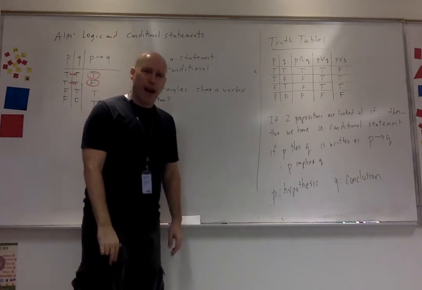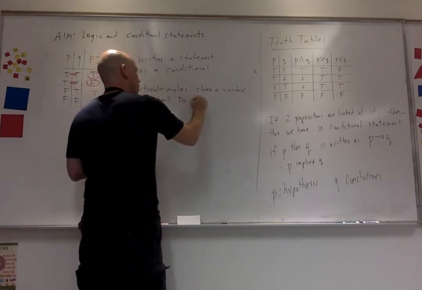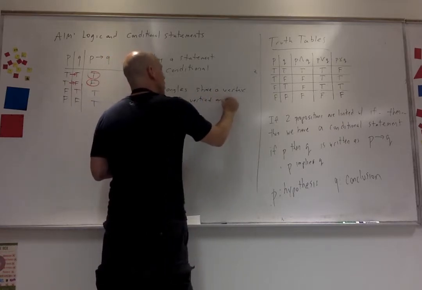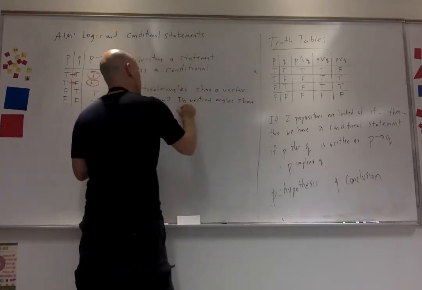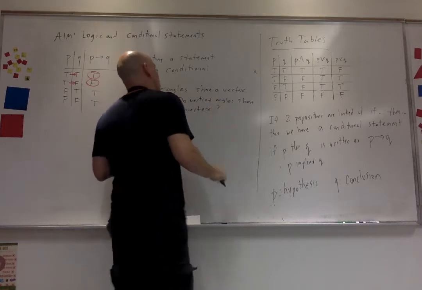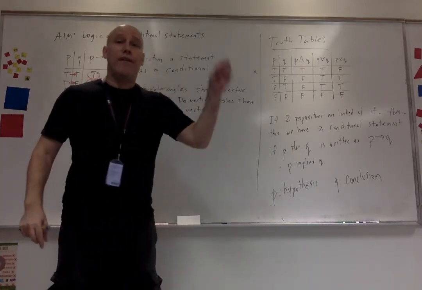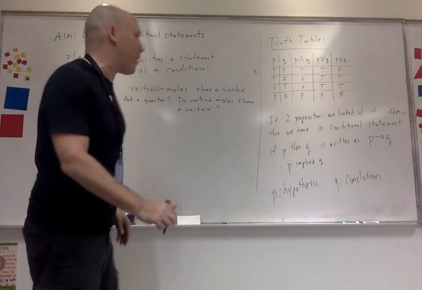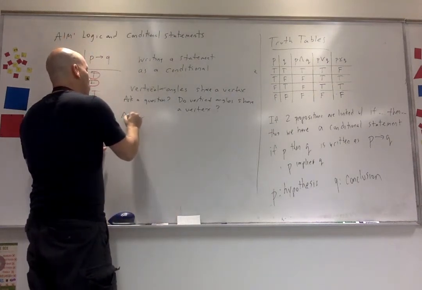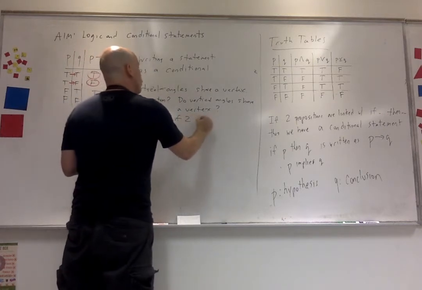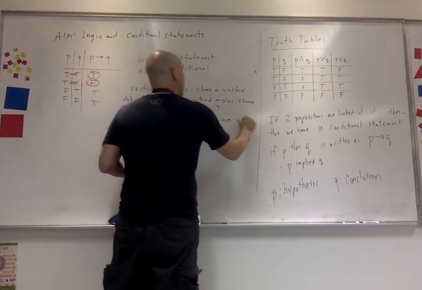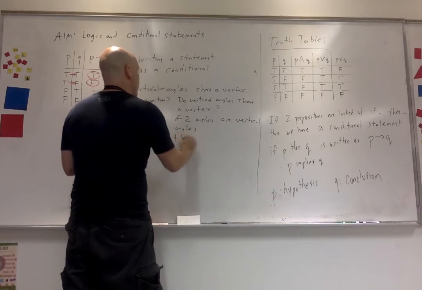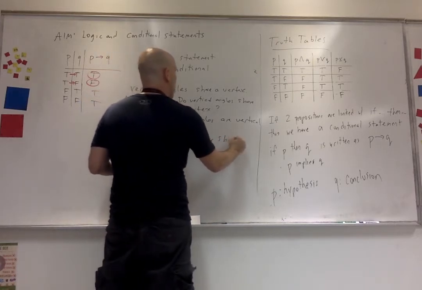Do vertical angles share a vertex? And you say, yes, Mr. Adler, if two angles are vertical angles, then they share a vertex. And there you've just written a conditional statement. Answer: yes, if two angles are vertical angles, then they share a vertex.